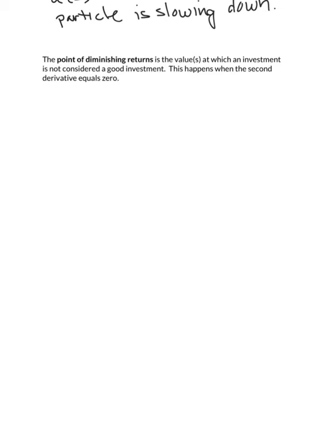As most of you are business majors, it is important to understand the point of diminishing returns, which is the value or values at which an investment is not considered a good investment. You find this by finding when the second derivative equals 0.